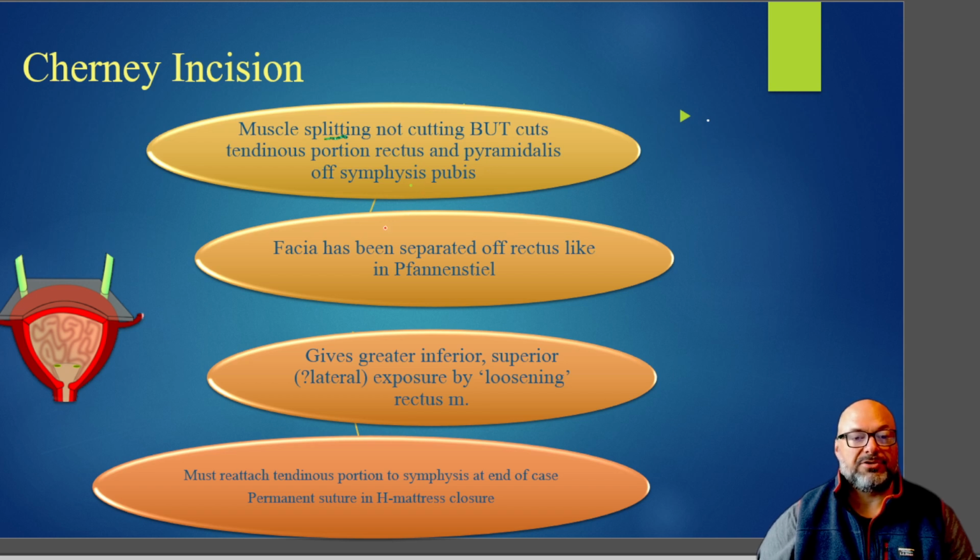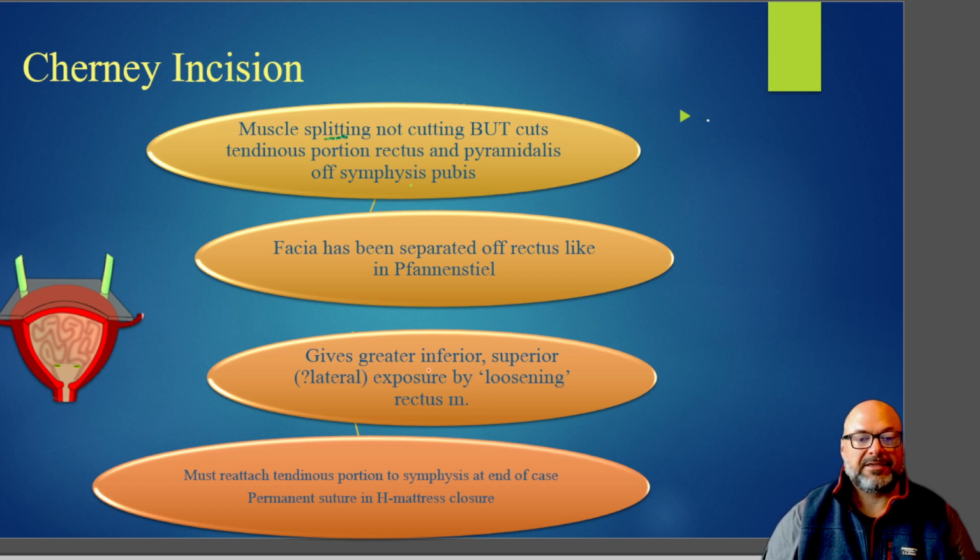So basically, if you have performed a Pfannenstiel, so you've divided the fascia, you've separated the fascia off the rectus, you then take this next step with the Czerny, which we'll look at in a second. By doing the Czerny, it basically releases the rectus abdominis muscles and pyramidalis from the pubic symphysis, so that you have quite a bit greater laxity of tissue and a larger space to be able to do kind of blunt dissection stretching to increase your exposure.